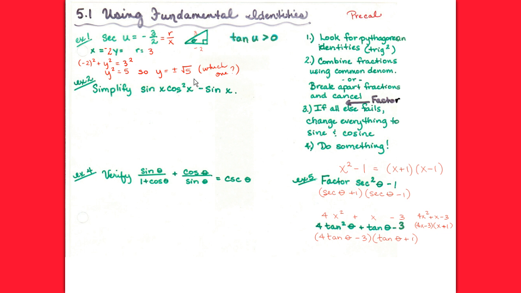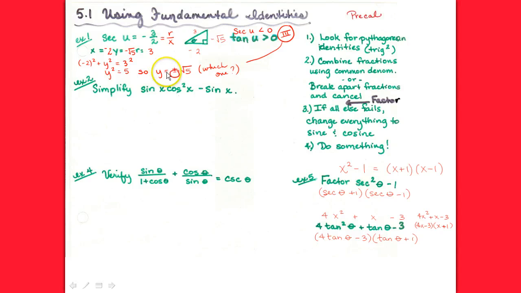The quadrant that I'm in, yes. So I've got to figure out what quadrant I'm in. They told me in the beginning that secant was negative 2/3, so I know secant is negative, and they also told me tangent was positive. So I'm going to look at all students take calculus and figure out where secant, or cosine, is negative and tangent is positive. Where is that? Third quadrant, yes. So I'm in the third quadrant.